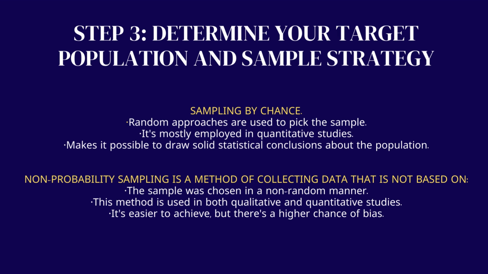Non-probability sampling. The sample is chosen in a non-random manner. This method is used in both qualitative and quantitative studies. It's easier to achieve, but there's a higher chance of bias. The most statistically valid approach is probability sampling, but it's typically tough to execute unless you're working with a very small and accessible group. Many research projects use non-probability sampling for practical reasons, but it's crucial to be aware of the limits and examine potential biases. You should always try to collect a sample that is as representative of the population as feasible.